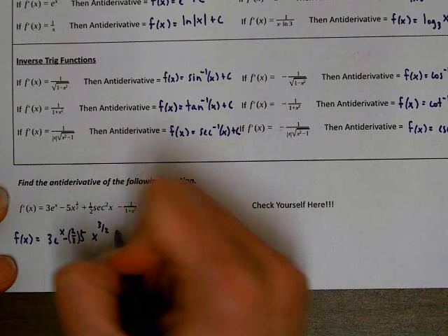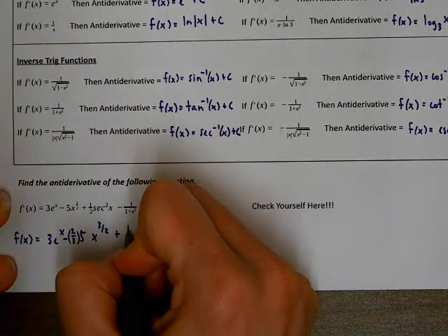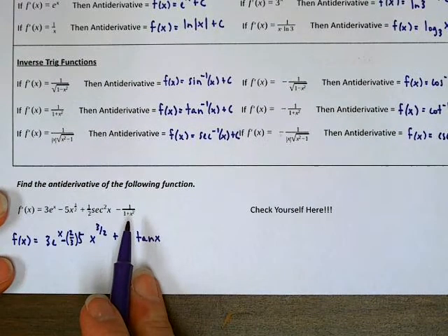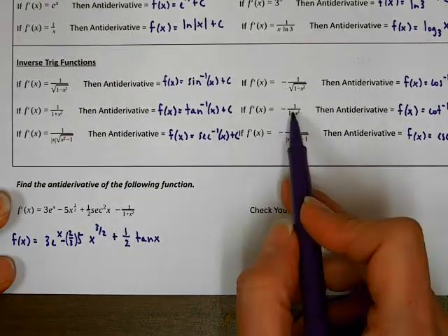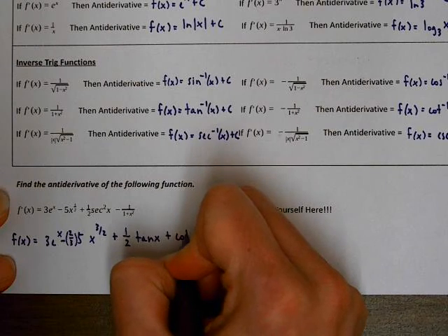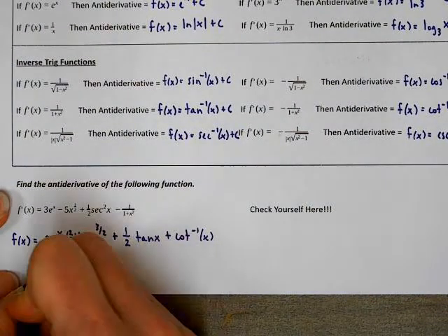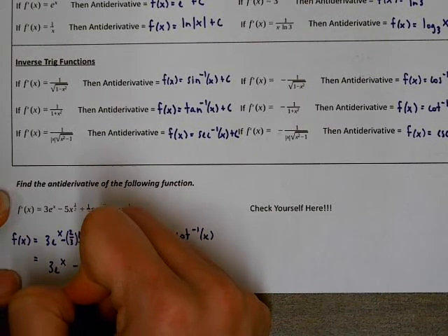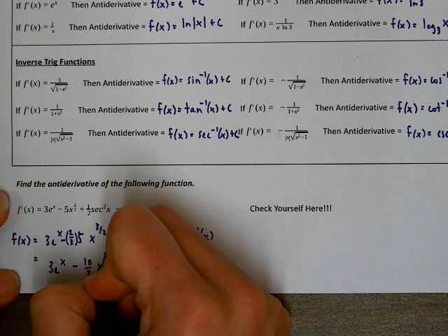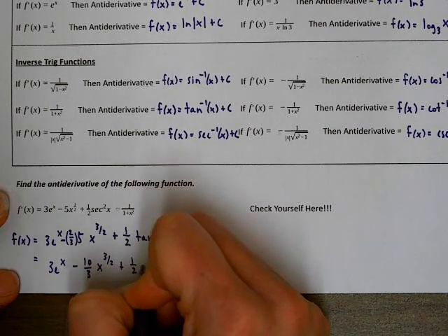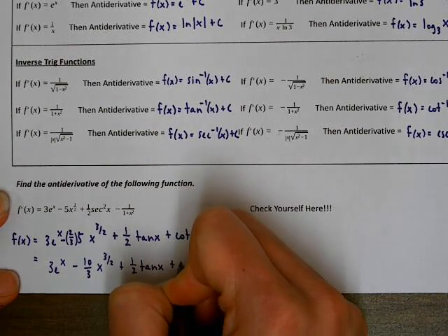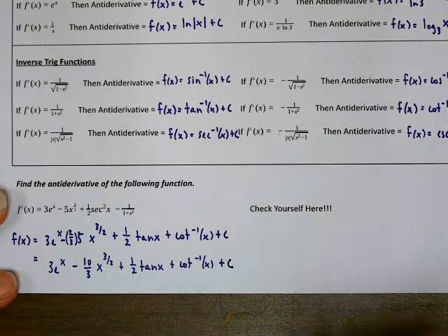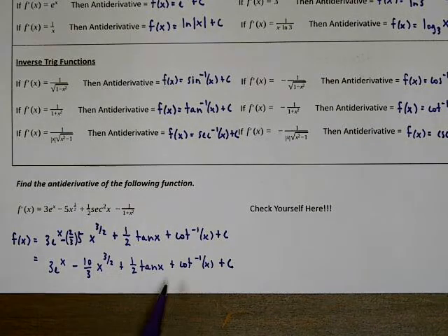Let's see, I know the antiderivative of secant squared x is tangent x, so I've got plus 1/2 tangent x. And then this minus 1 over 1 plus x squared, I know that's plus the inverse cotangent of x. So I'm going to simplify this a little bit. It looks like I have 3e to the x minus 10/3 x to the 3/2 plus 1/2 tangent of x plus inverse cotangent of x, and one thing I am missing is plus c. So that's what I think the antiderivative is.